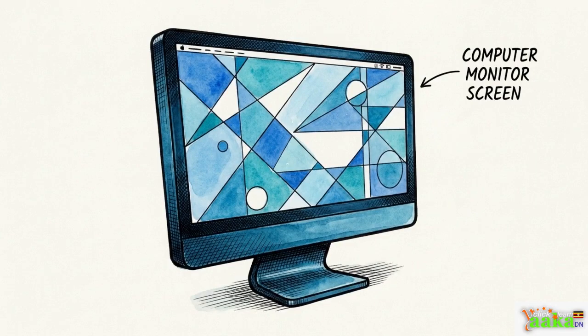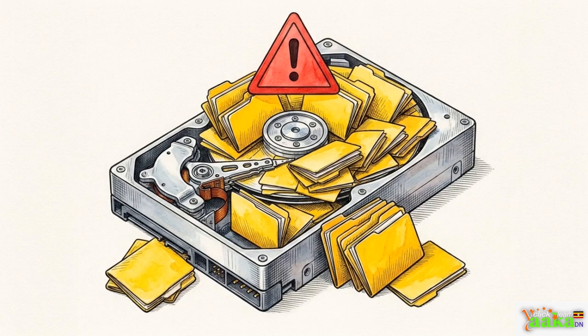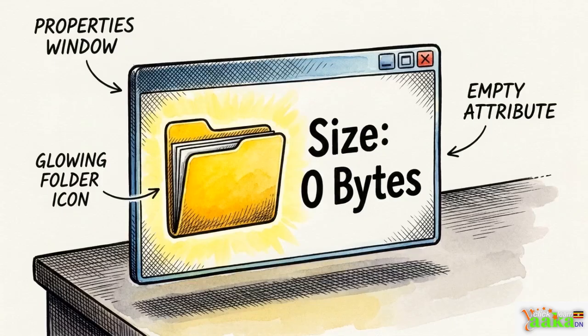Building this hierarchy starts on your computer desktop. By right-clicking an empty space, selecting New, clicking Folder, and typing a name, you instantly create a new digital container. Many people assume that adding more folders slows down the computer or fills up the hard drive. In reality, creating a new empty folder consumes almost zero storage space until you actually put files inside it.